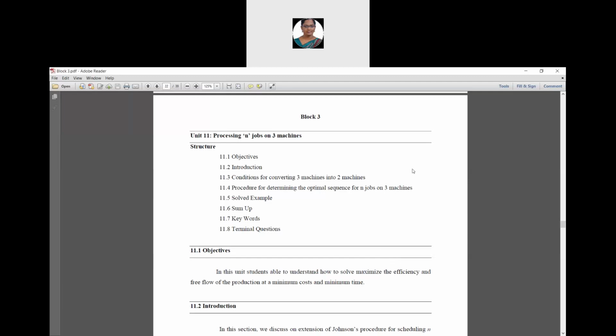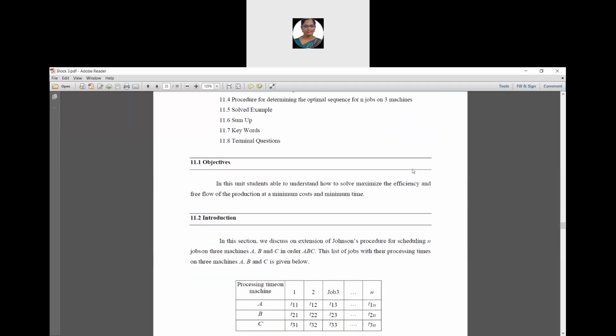Hello everyone. Here we are going to see Unit 11: processing n jobs on three machines. So the structure of this unit is objective, introduction, condition for converting three machines into two machines, procedure for determining optimal sequence for n jobs on three machines, then solved examples, sum up and some keywords and some terminal questions for you.